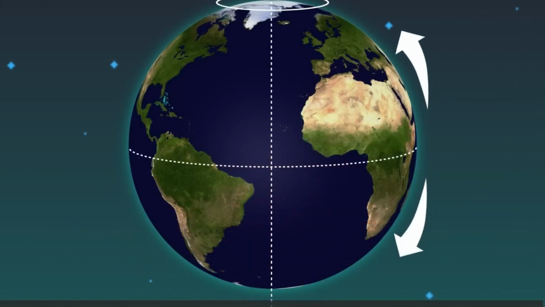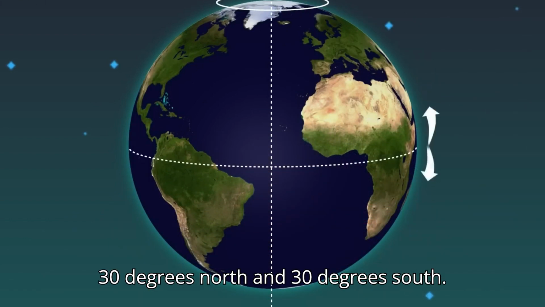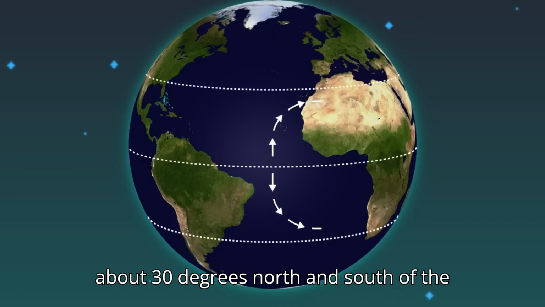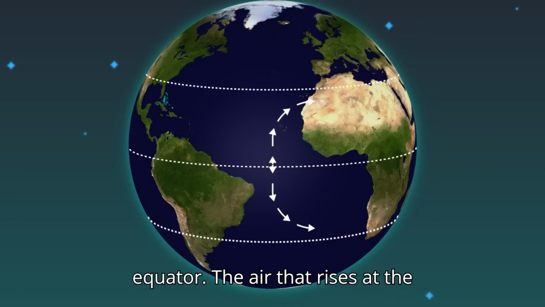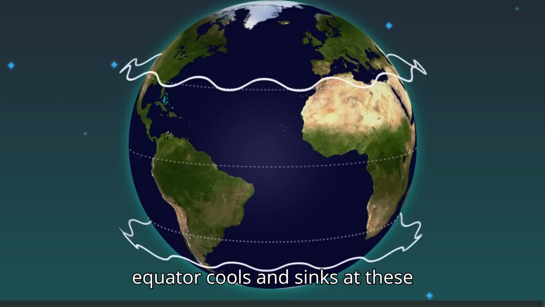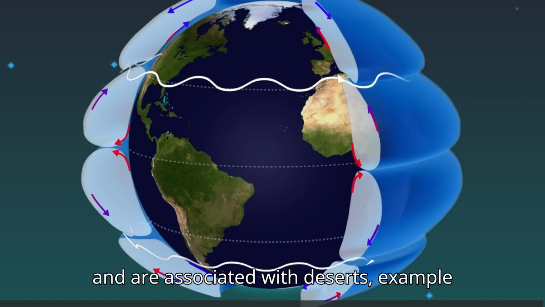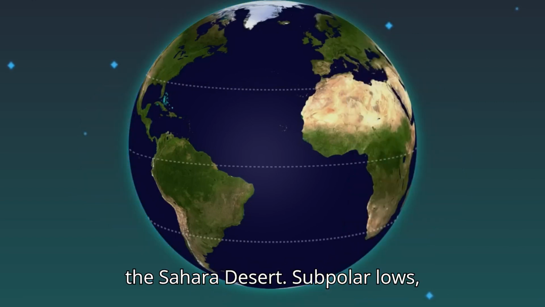Subtropical highs, 30 degrees north and 30 degrees south. These are high-pressure zones found at about 30 degrees north and south of the equator. The air that rises at the equator cools and sinks at these latitudes, creating areas of high pressure. These regions are generally dry and are associated with deserts, for example the Sahara Desert.